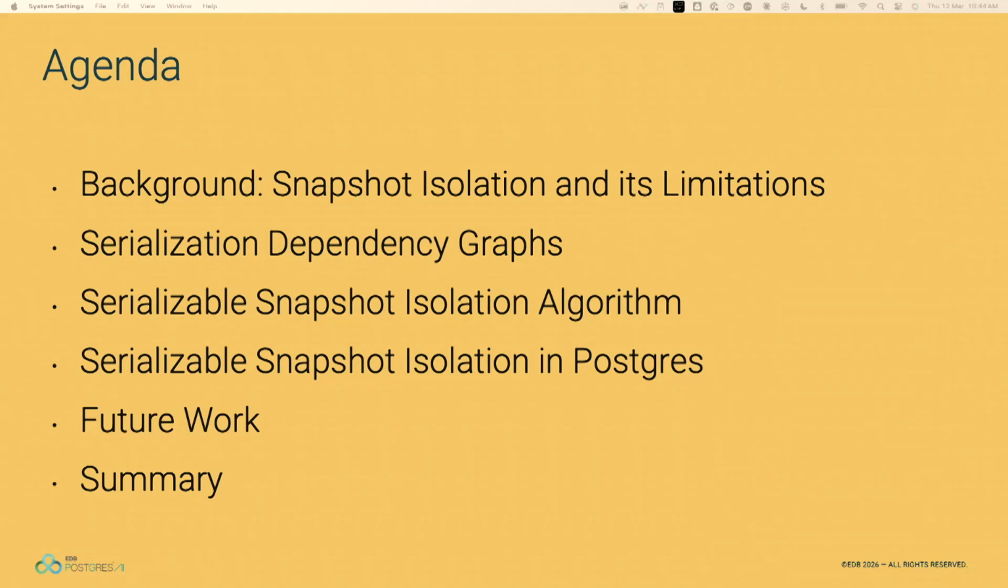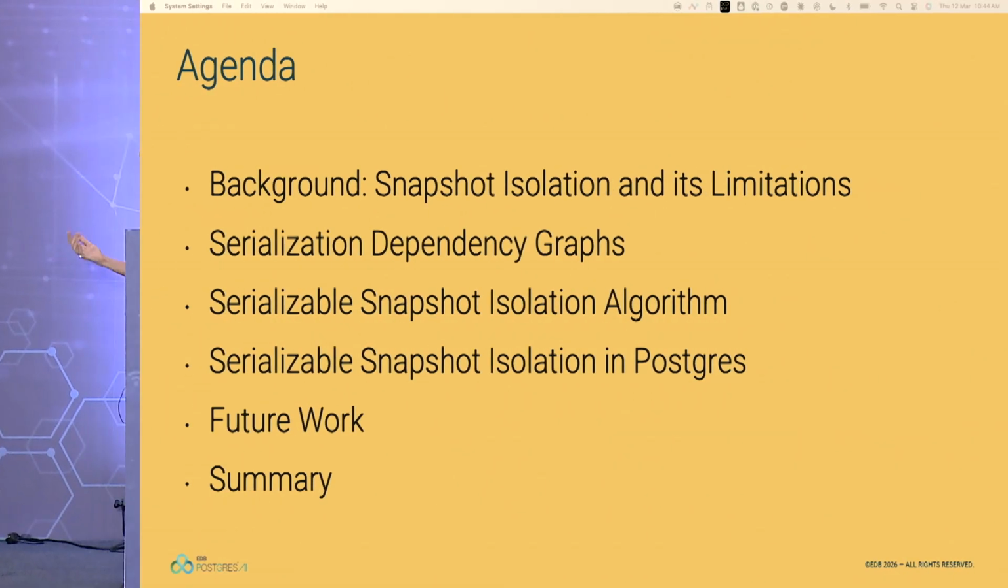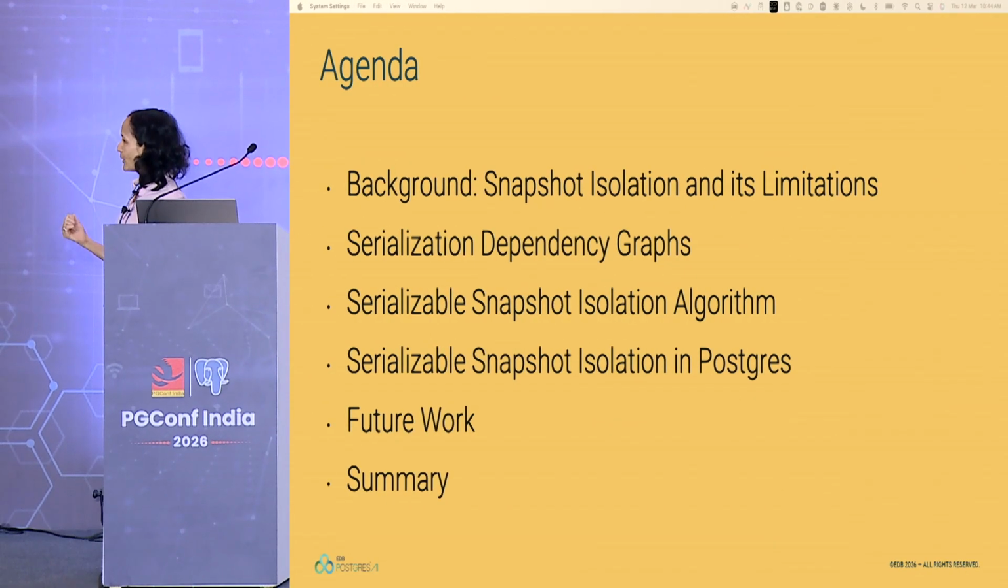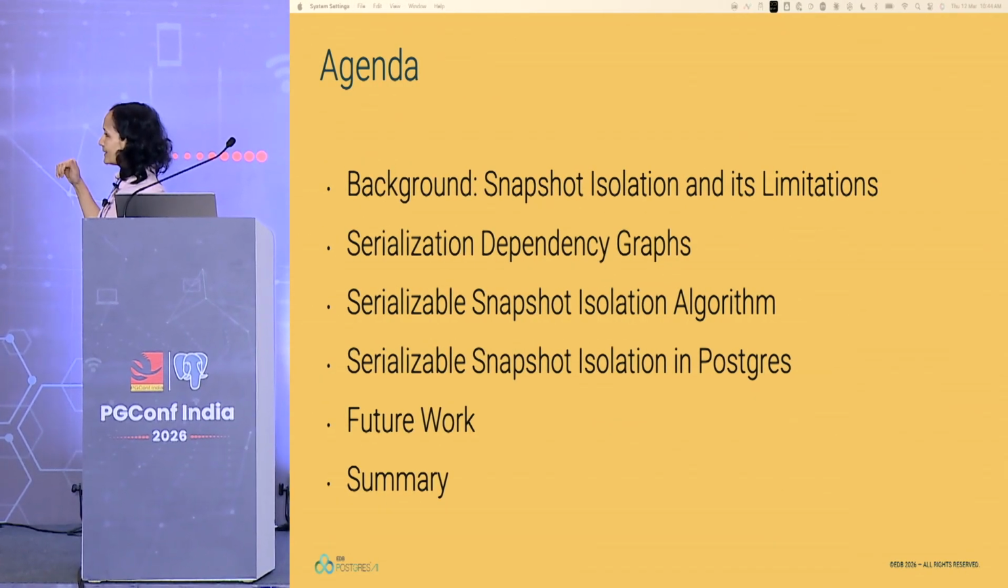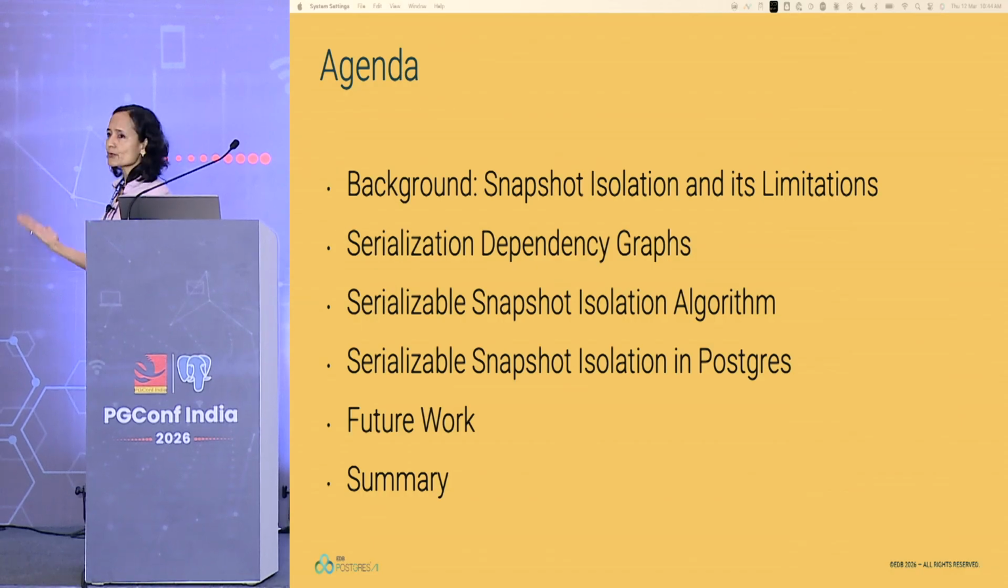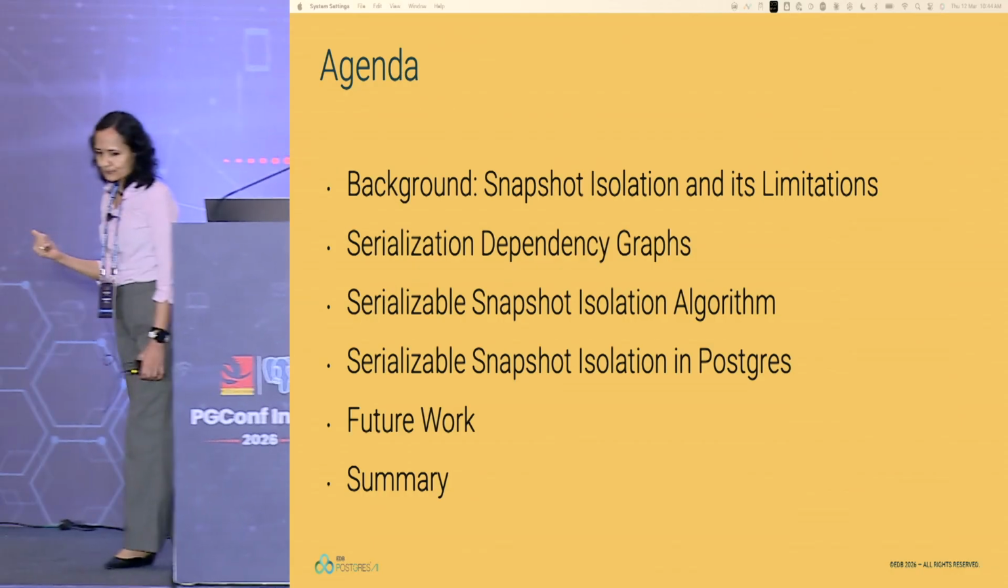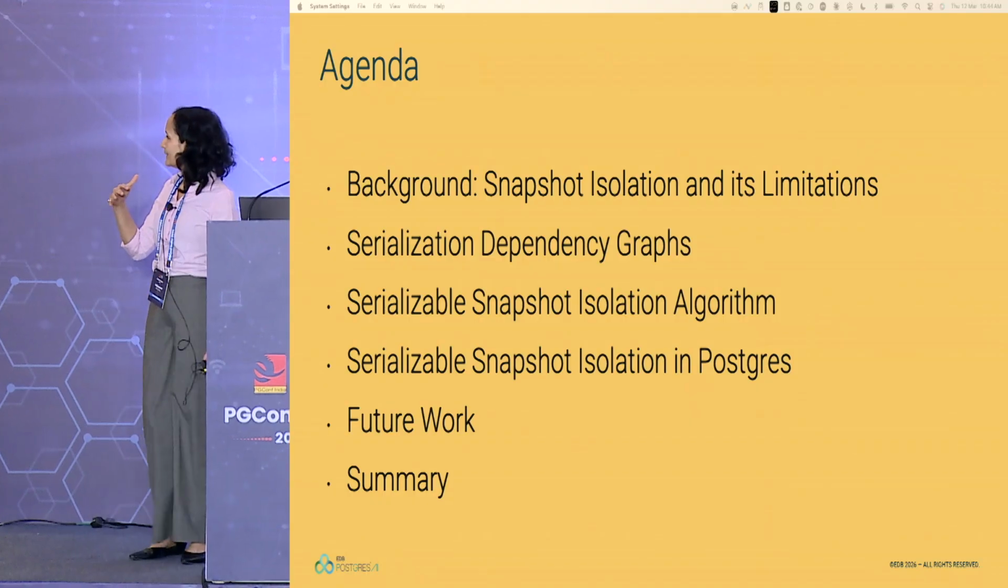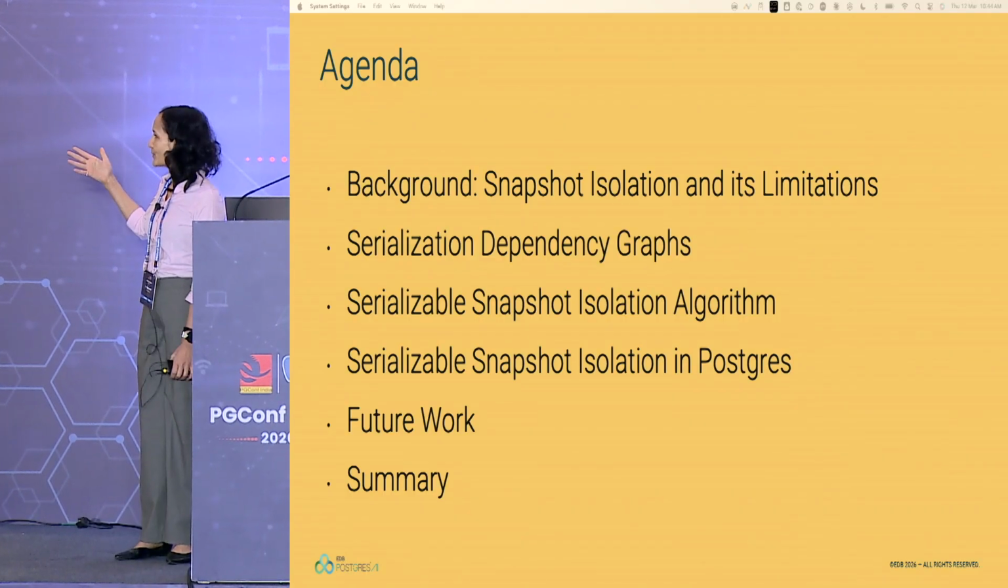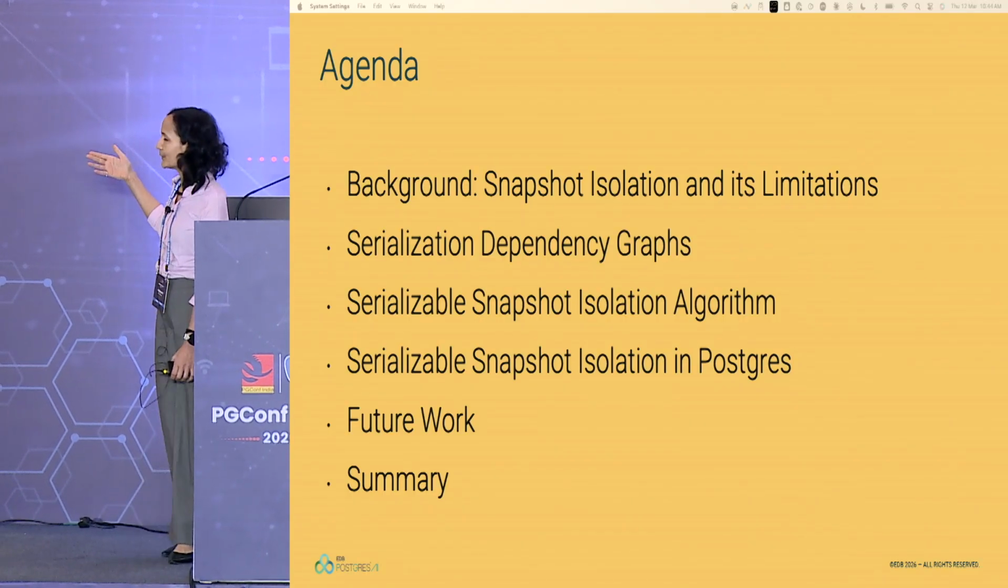And I was quite intrigued by this research and the implementation. And today, the goal of this talk is basically to look at the background of snapshot isolation. To understand the research, we will look at serialization dependency graphs, which help us understand transactions. We'll then look at the algorithm. We will look at its implementation in Postgres and some future work and summary. And we will see how this talk goes and how much in detail we are able to go into it.